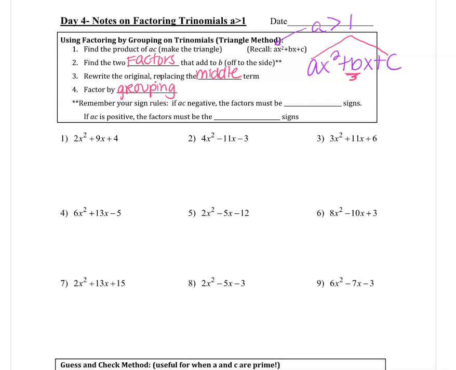Okay, now remember some sign rules. If A times C is negative, then that means your factors must have different signs. And if AC is positive, then that means they must have the same signs. So maybe positive, positive, or negative, negative. All right, so let's jump right on in.